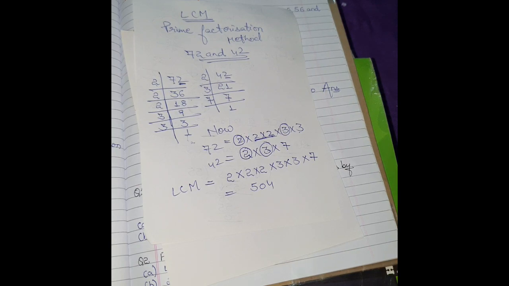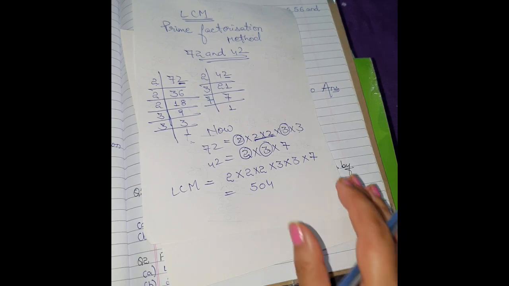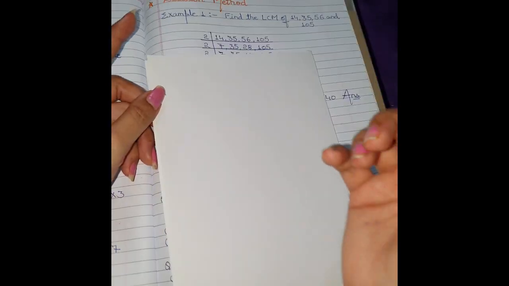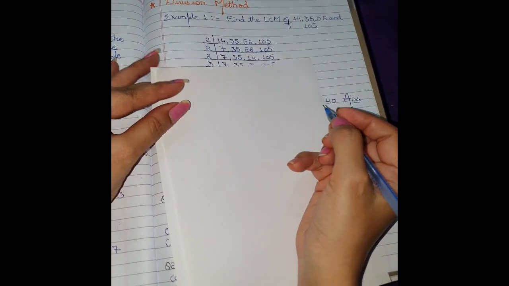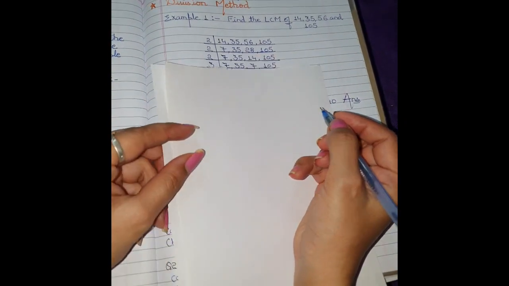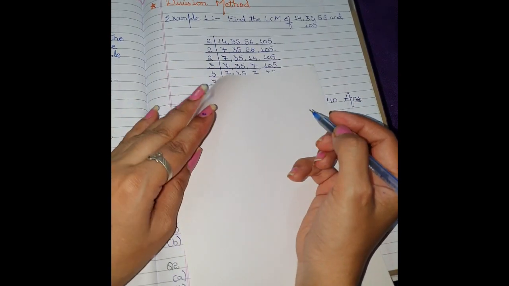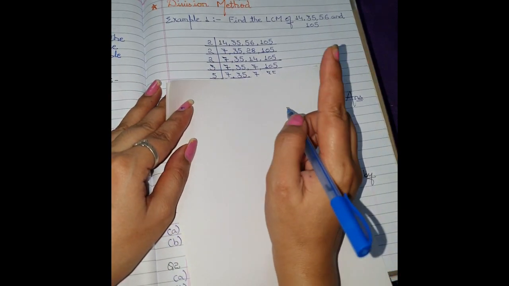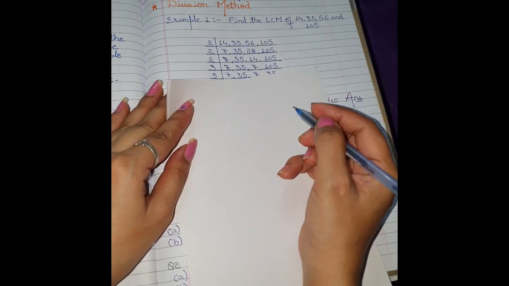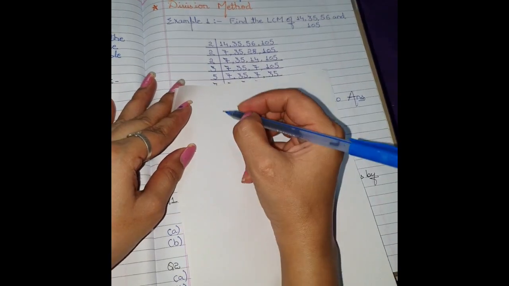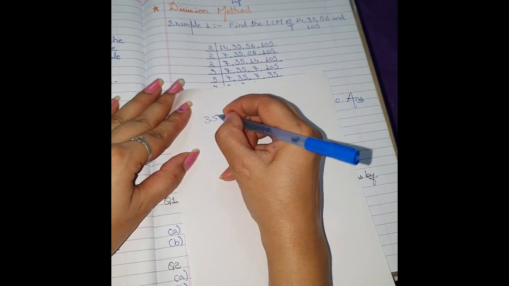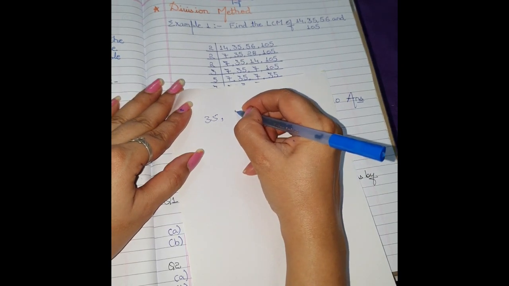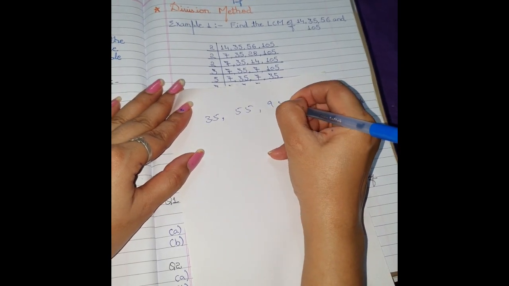Don't get confused between HCF and LCM. The results will come different in both the cases. You have to understand the concept. Now here I am taking one more example for finding the LCM by prime factorization method. In the PDF I have given only one example, but here I am explaining one more example. The numbers which I am taking here are 35, 55 and 95.